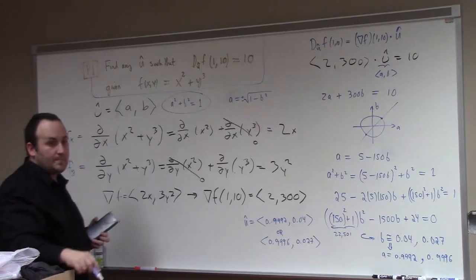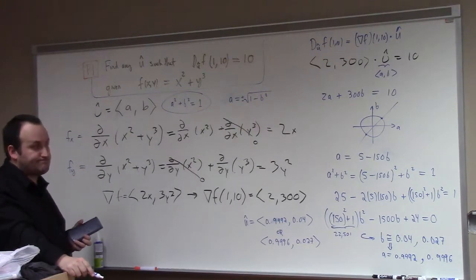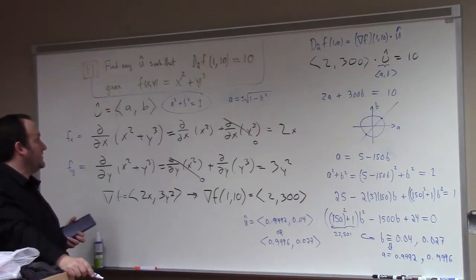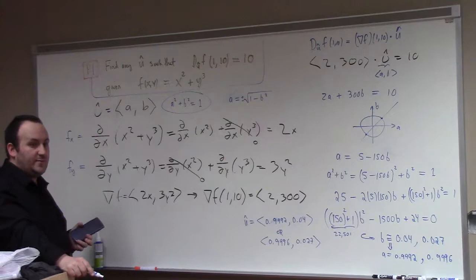So the reason you used a squared plus b squared is because that represents the unit circle? It's because u hat is a unit vector, and that's the condition for a comma b to have length 1. Okay.